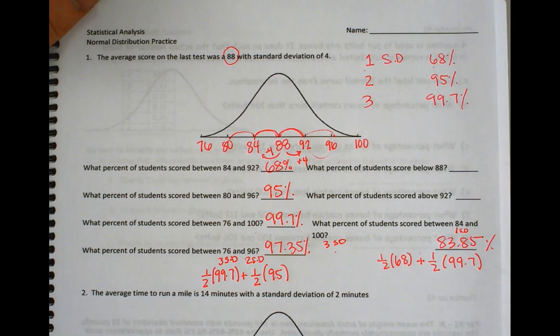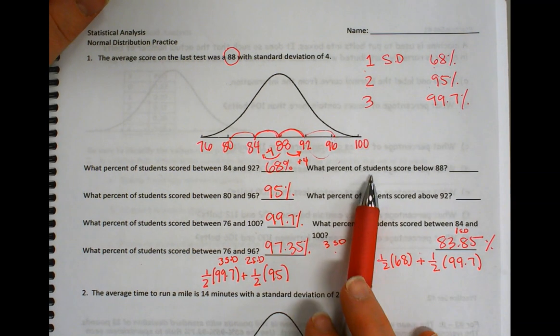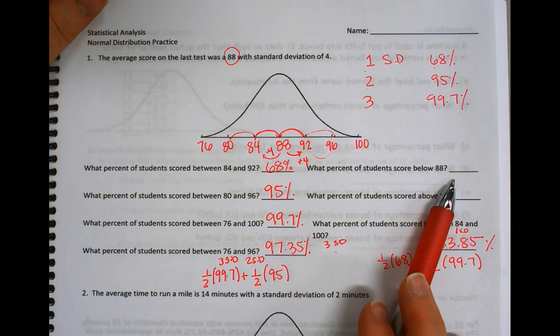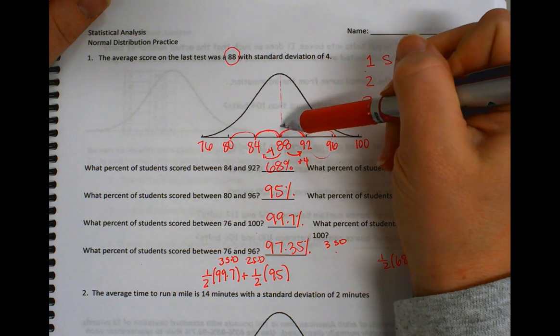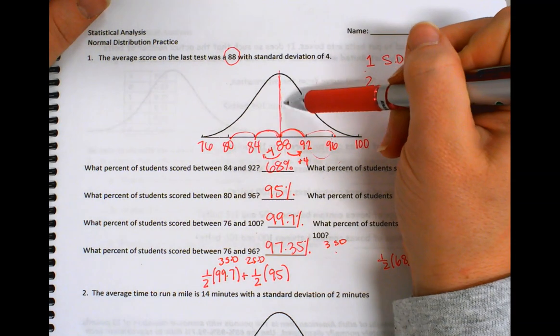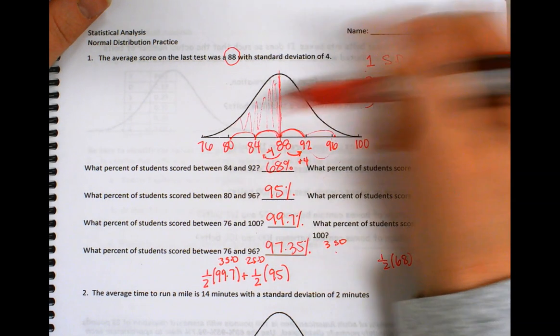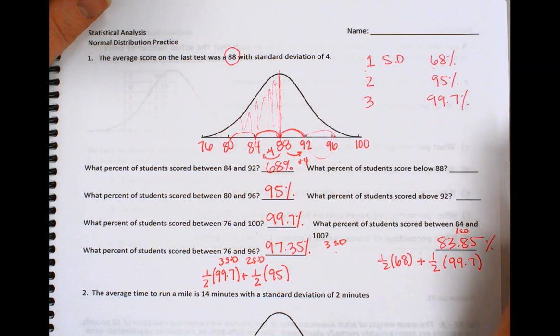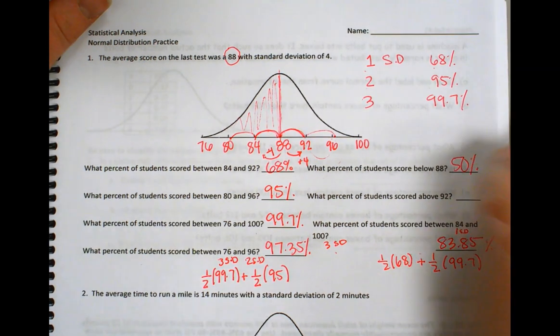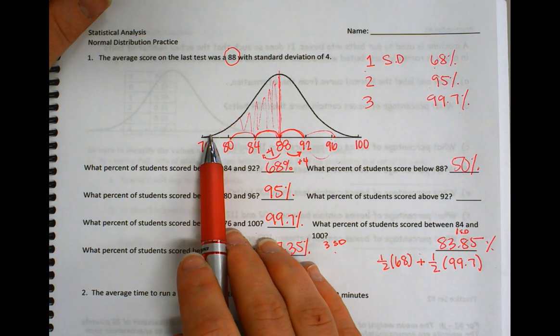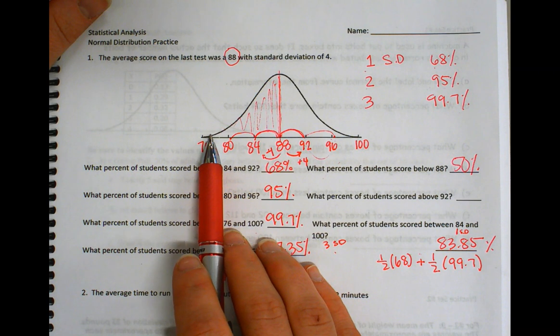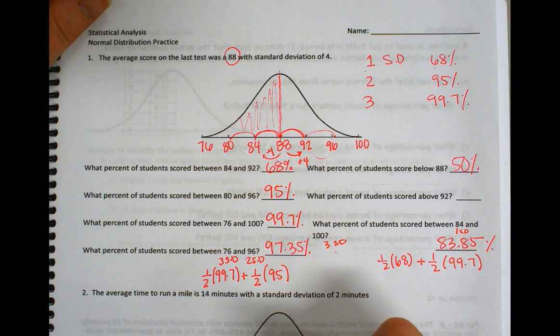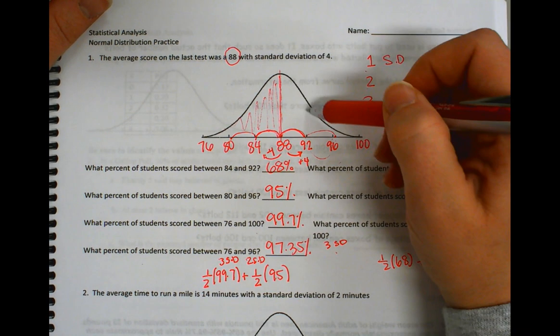All right, so then these ones are a little bit different. This one says what percentage of students score below an 88. So my 88 is right in the middle. So if we think about how much is below that, 88 is my halfway mark. So that means 50% of my scores are below 88. So then my next one asks me how many are above 92.